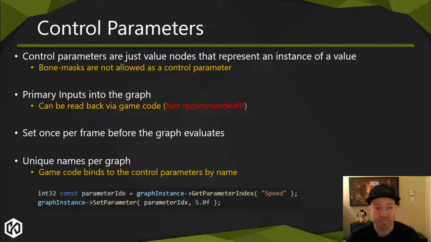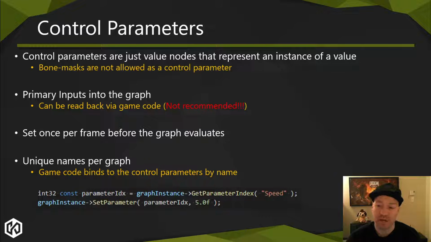Control parameters are very simple. They're just value nodes. We don't allow bone masks as control parameters. They're set once. You call the update for the graph. You can read them back, but I don't see a point. You have set them already, so you should have those values.